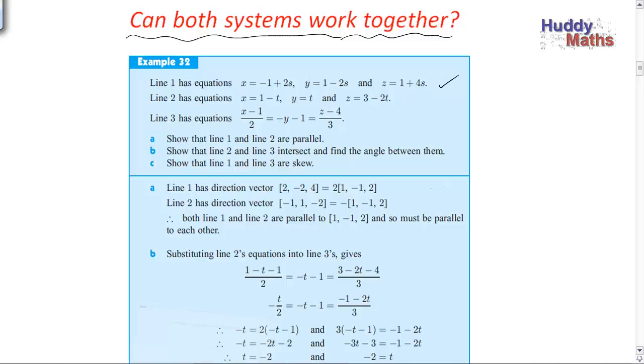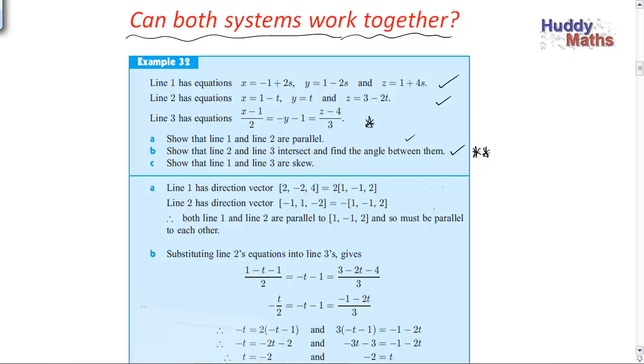There's a line in vector form, and here's another one in vector form, or parametric form, sorry. And here's a line in Cartesian form. Do you remember this example from Hayes and Harris publications there? Check it in your textbook. Show that line 1 and 2 are parallel. We won't do that. Show that line 2 and 3 intersect and find the angle between them. So this is the one I'm referring to.